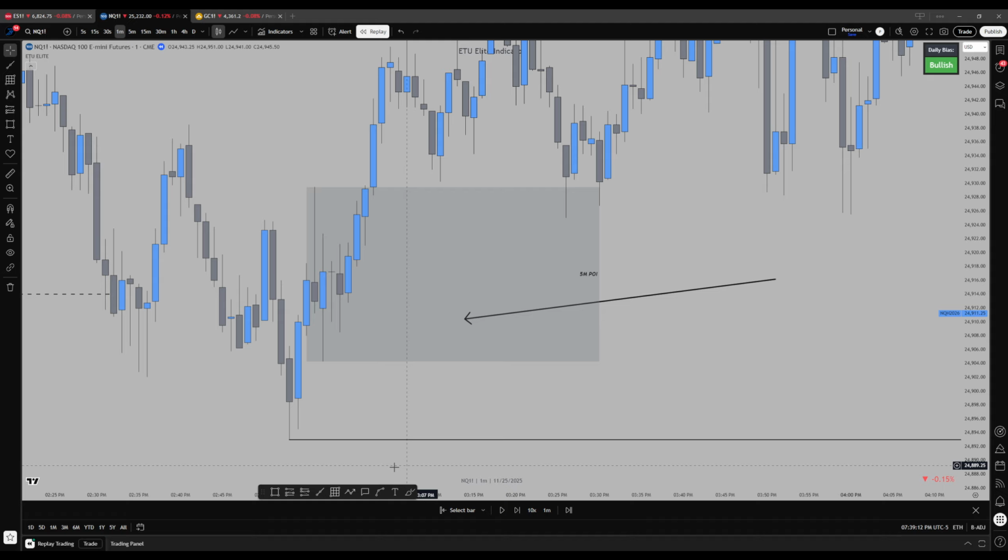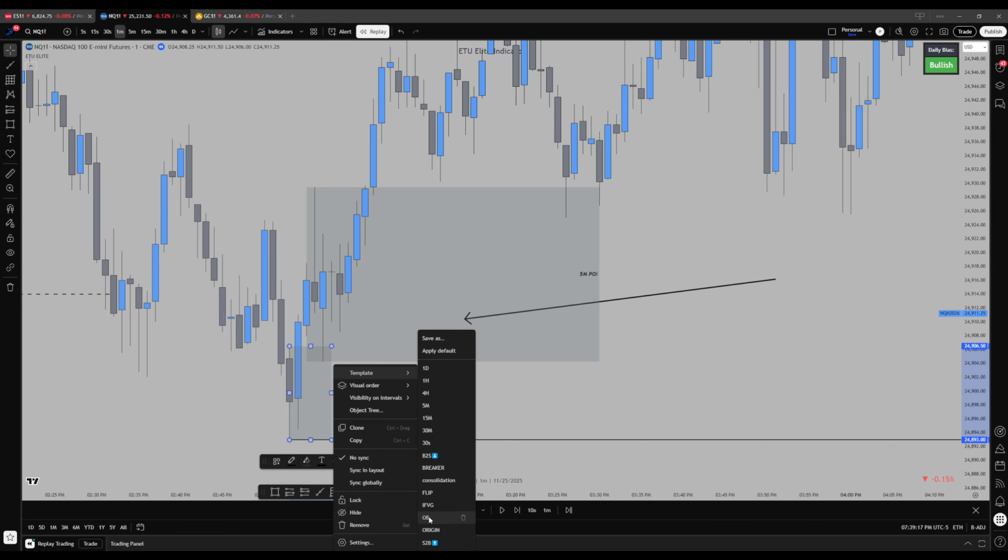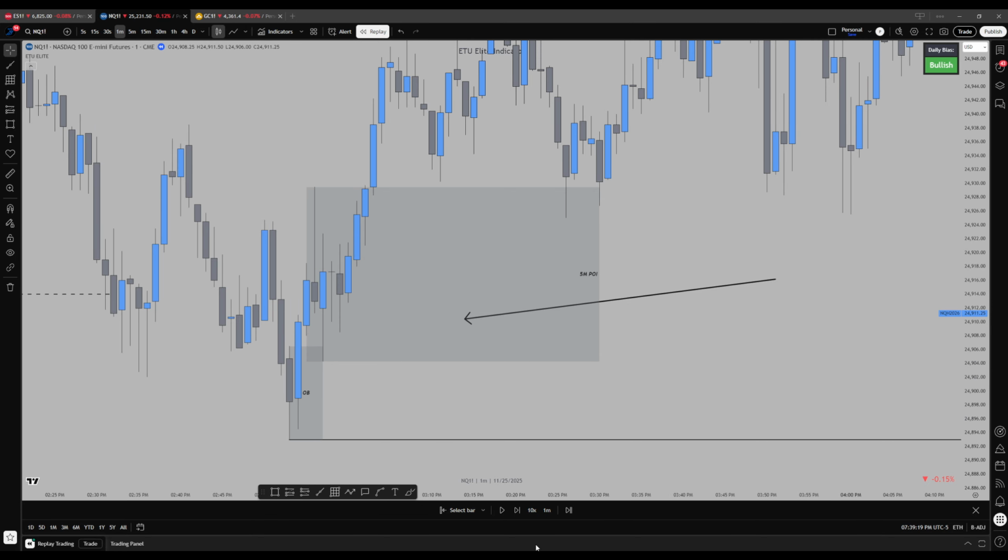So you can see this would be, for example, a PY, but this is already mitigated, okay? This would be your OB, that's already mitigated. OB stands for order block for those that are new.